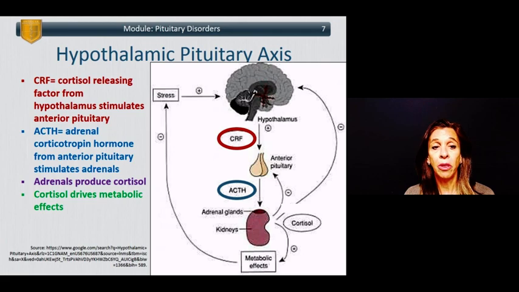So as you can see, the hypothalamus causes release of corticotropin-releasing factor, which stimulates the anterior pituitary. Then the anterior pituitary releases adrenocorticotropin hormone, which then stimulates the adrenal glands to produce cortisol. Cortisol drives metabolic effects, and then there's a negative feedback loop from the adrenals back to the hypothalamus, and from the adrenals back to the anterior pituitary.